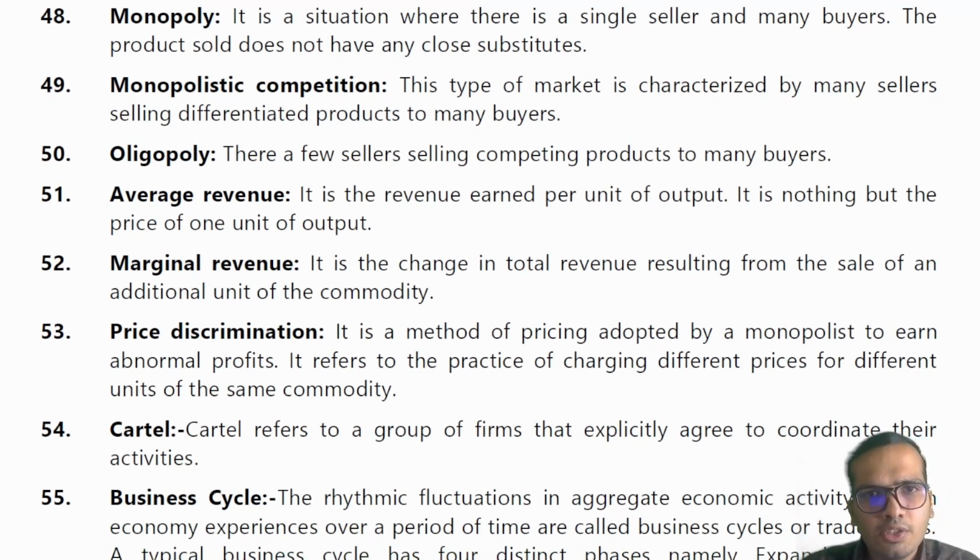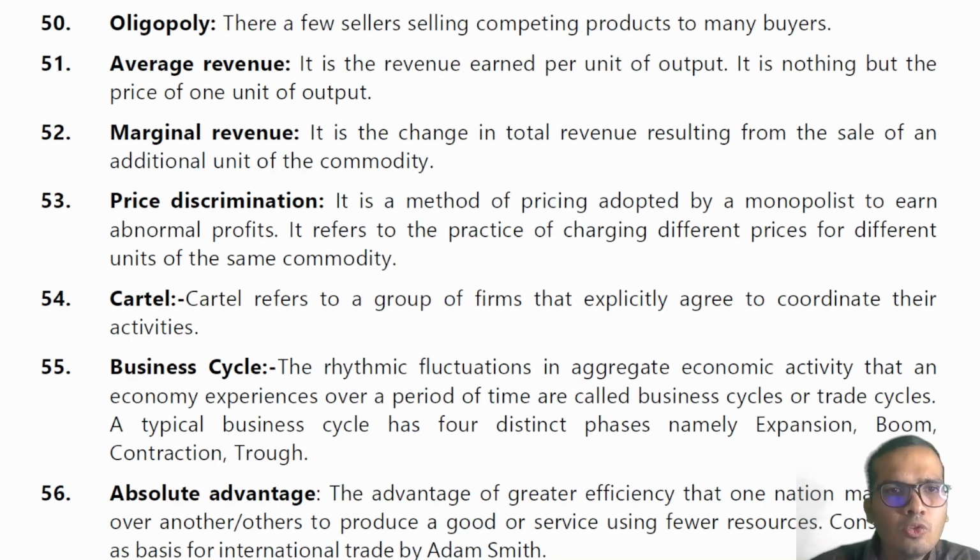Then monopoly. So it is a situation where there is a single seller and many buyers. The product sold does not have any close substitutes. Then monopolistic competition. So this type of market is characterized by many sellers selling differentiated products to many buyers. Then number 50, oligopoly. So there are a few sellers selling competing products to many buyers.